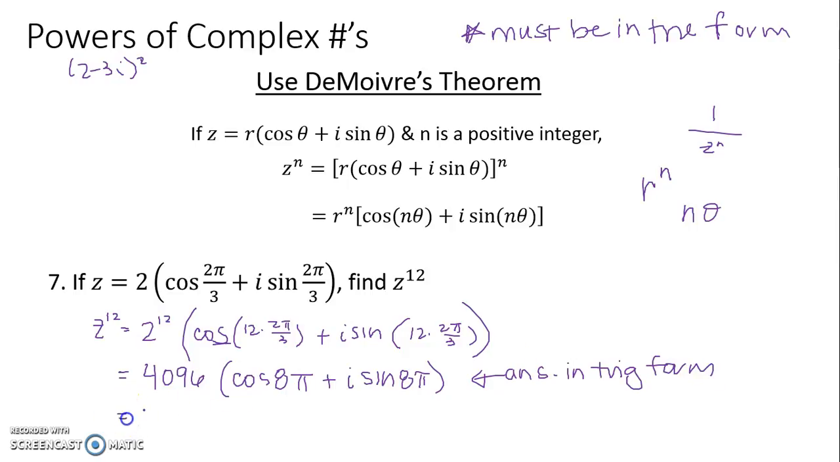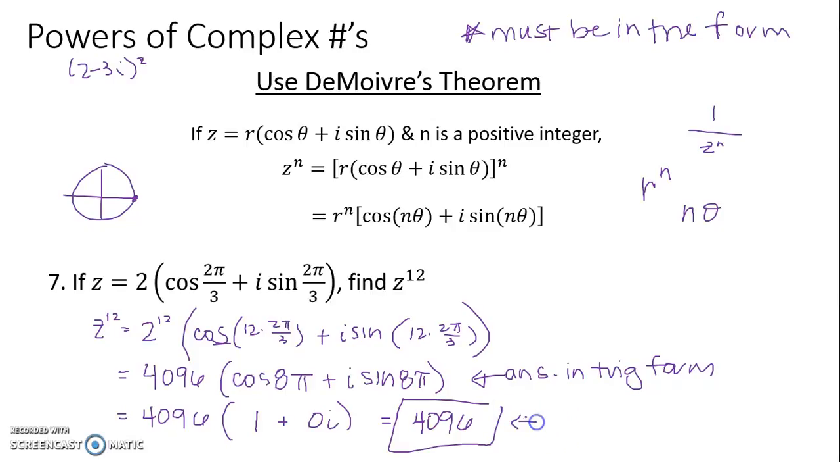To put it in standard form, I'm going to just do the trig. So cosine of 8 pi, if you want to look at your unit circle, all the way around is 2 pi, and then 4 pi, and then 6 pi, and then 8 pi would still land me right over here. So my cosine there is 1. My sine is 0. So when I multiply that out, I just end up with 4,096. This is my answer in standard form. You will need to know all these formulas for doing your operations.